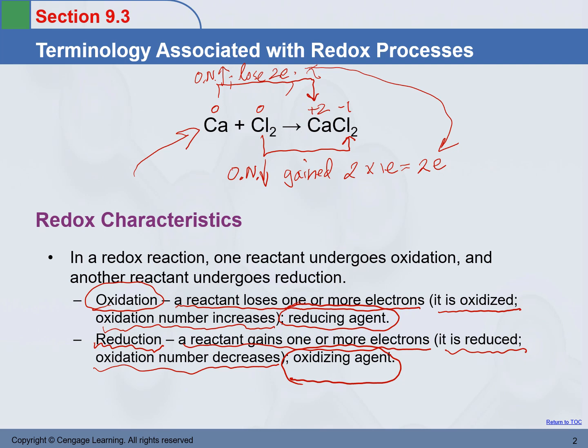From this example, we can see that in the reaction, if something is reduced, there must be something else that is oxidized. There's no oxidation without reduction. There's no reduction without oxidation. Does that make sense to you? So therefore, oxidation and reduction always happen simultaneously. There isn't oxidation without a reduction. There isn't reduction without oxidation.